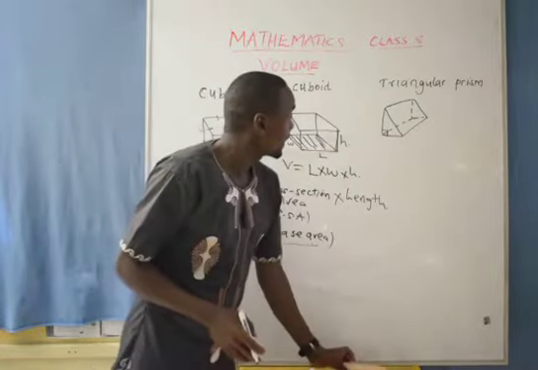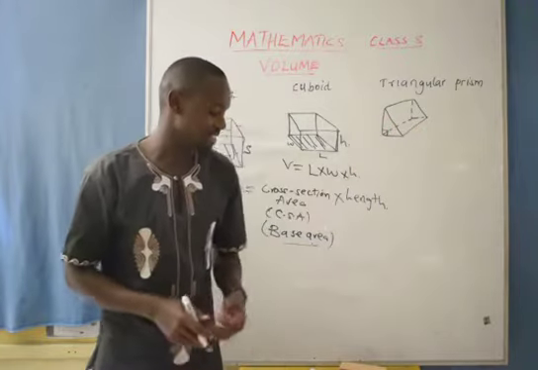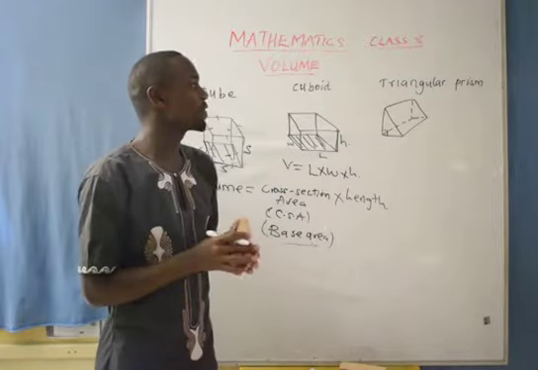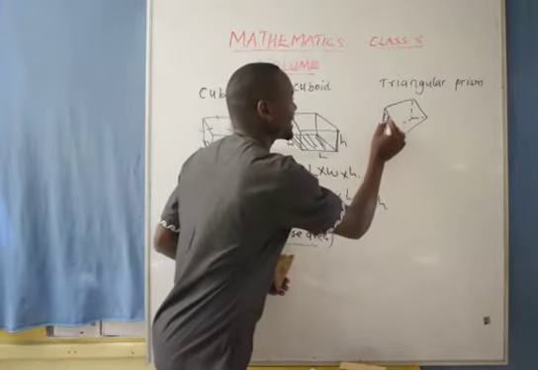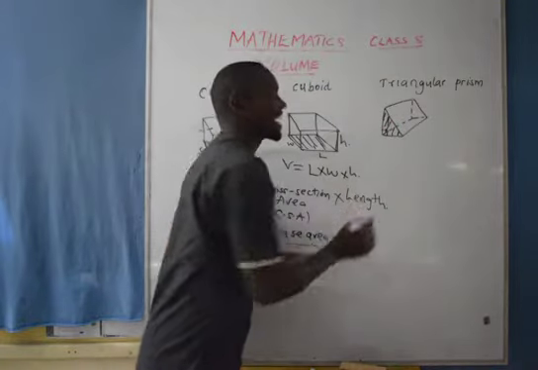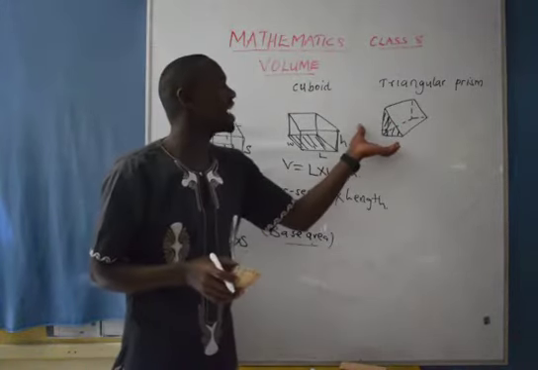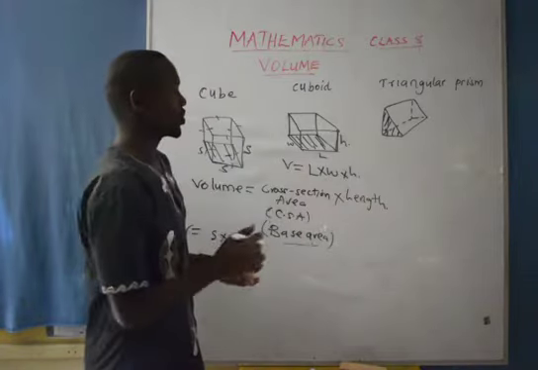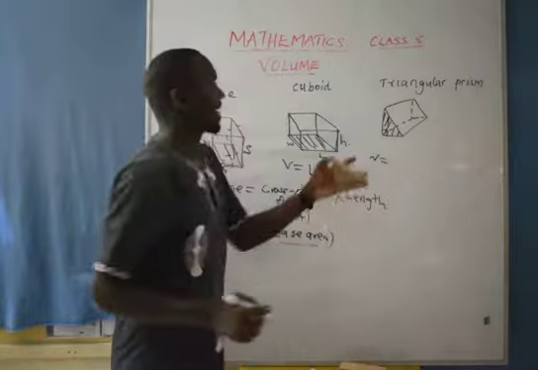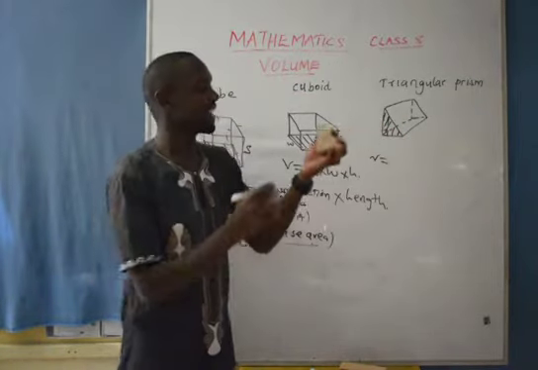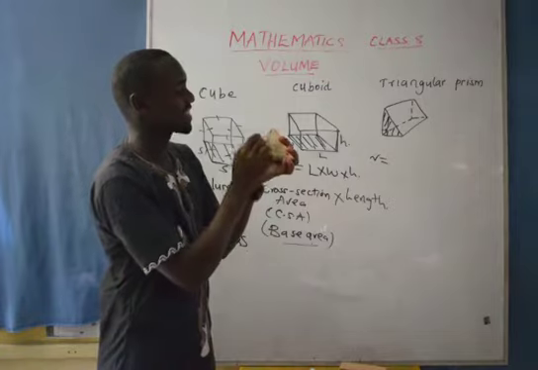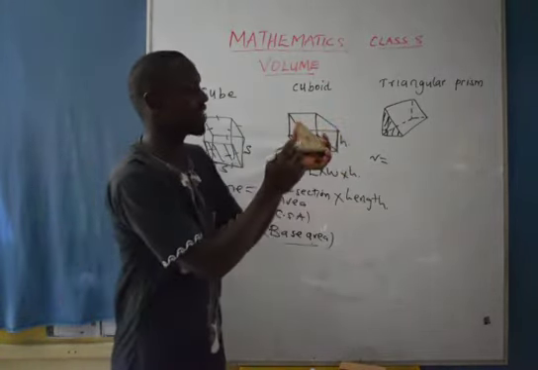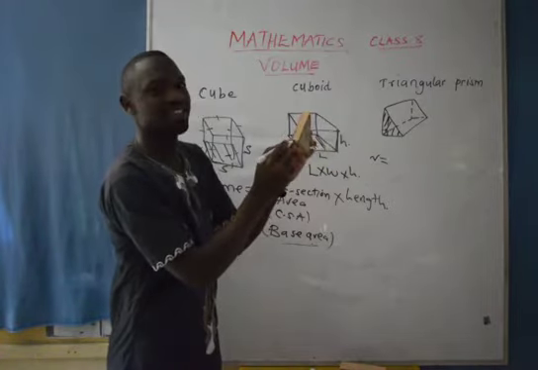Now, let's go to a triangular prism. Why is it referred to as a triangular prism? Because its cross-section is a triangle. It has a triangular cross-section. That is why it is referred to as a triangular prism. So in this case, the base of this prism is triangular in shape. You can see this is a triangle, and it has a uniform length.